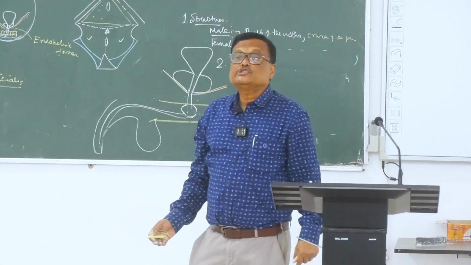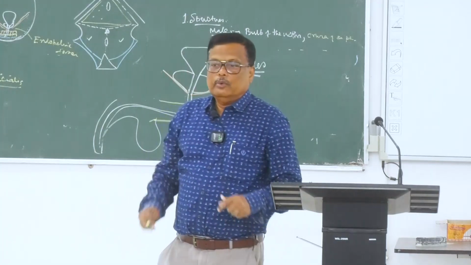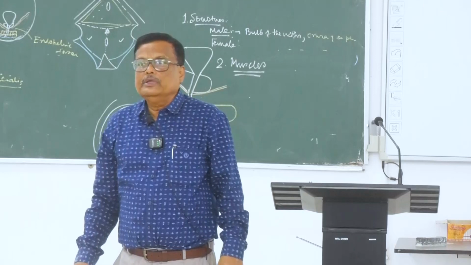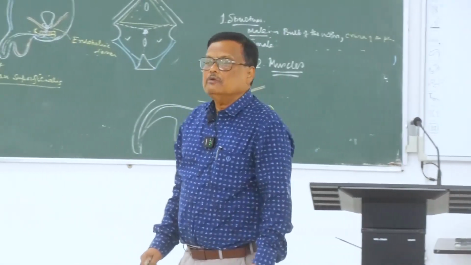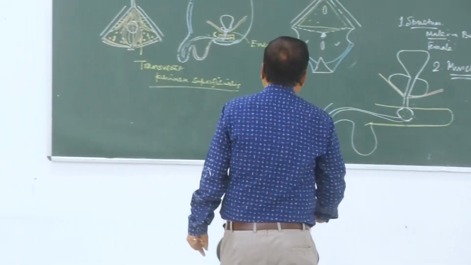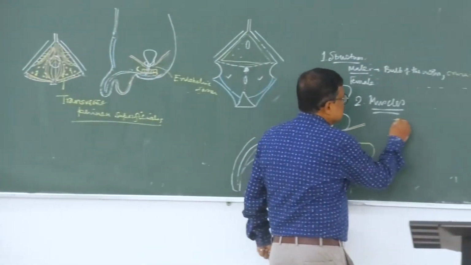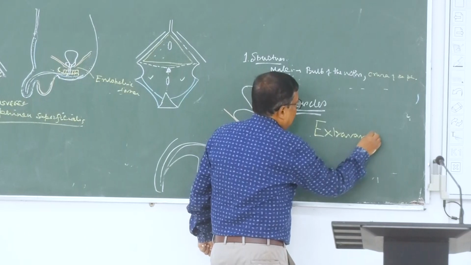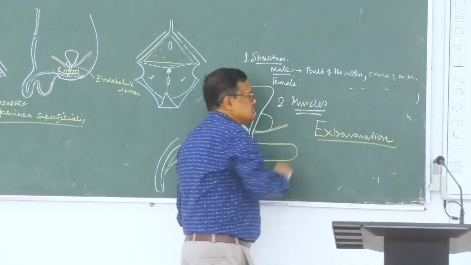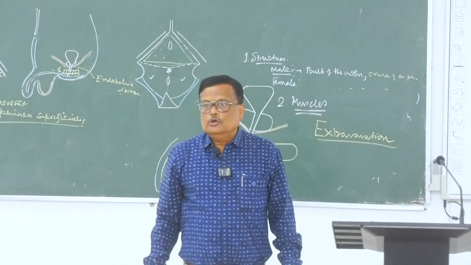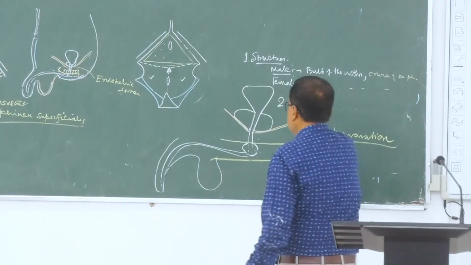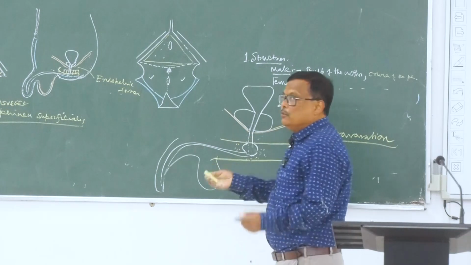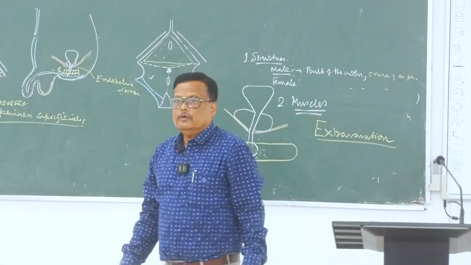and we call it extravasation of urine. When urine comes out from the urethra, we call it extravasation of urine. This term, medical term, keep in mind: extravasation of urine. Urine is produced all the time by the kidney.